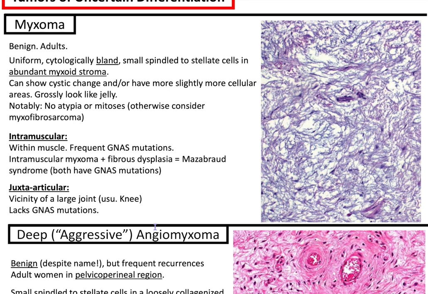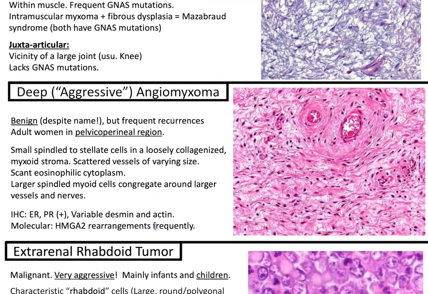Intramuscularly, you can have an intramuscular myxoma. It has a frequent GNAS mutation. You want to think about Mazabraud syndrome, which has intramuscular myxoma and fibrous dysplasia. And then you can have a juxta-articular myxoma, which is around a large joint and lacks GNAS mutation.